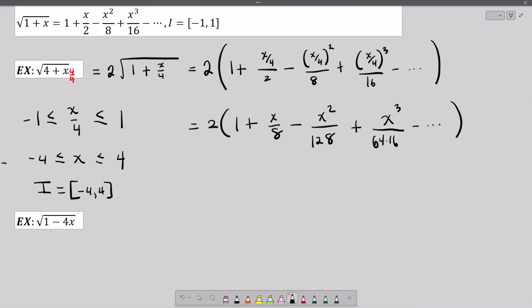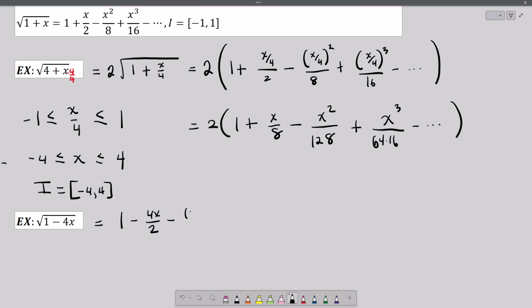Now how about this one? Do we have to do any finagling here like we did with the one above where we had to factor out the 4? Or can we just replace x with -4x? I think we can just replace it. Yeah, we can just replace it. So replace all the x's with -4x.